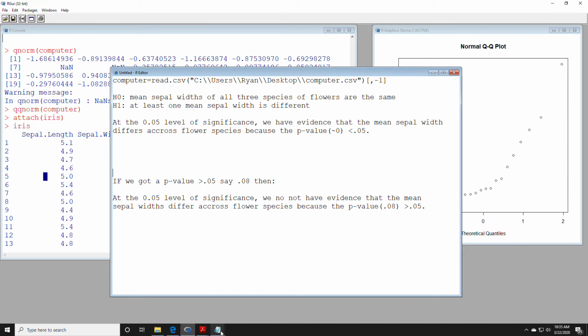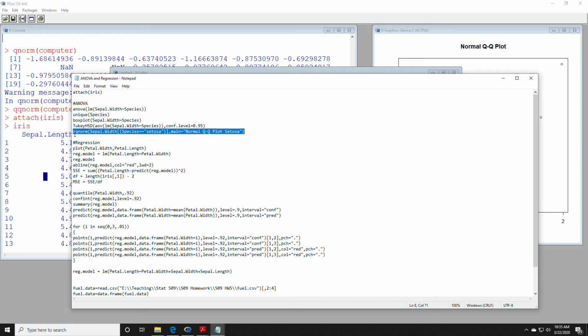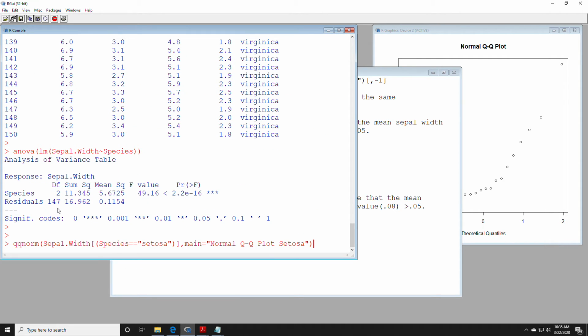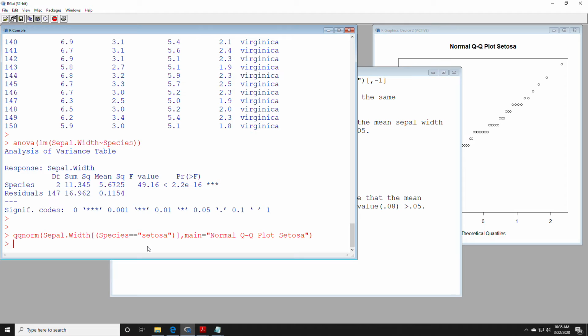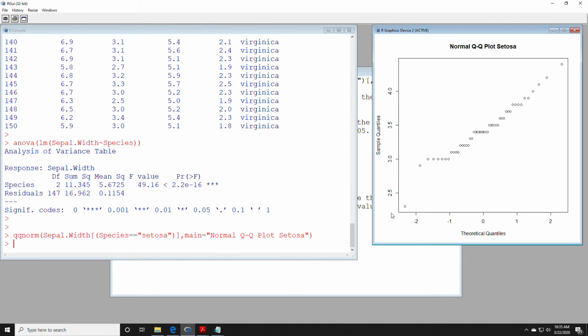So this line of code here, ANOVA and regression, QQ norm, means that we're doing a QQ plot for normality, checking the normal assumption. What this is doing is checking the sepal width for Setosa flowers. Recall we want a nice 45-degree line, and that looks fairly good. Pretty much everything looks great except maybe this one outlying point. So overall it looks pretty good.